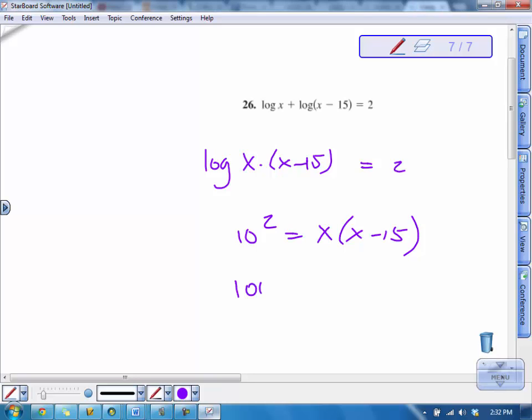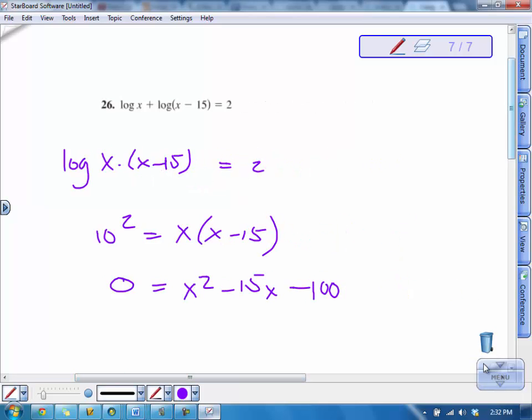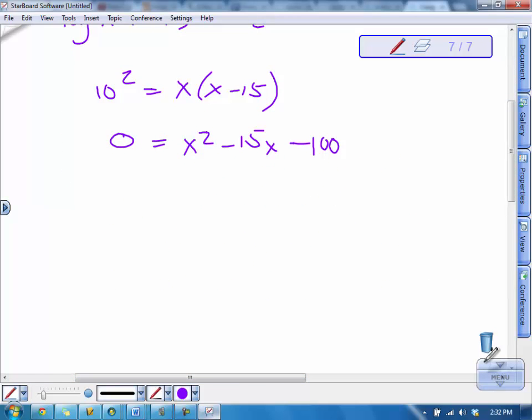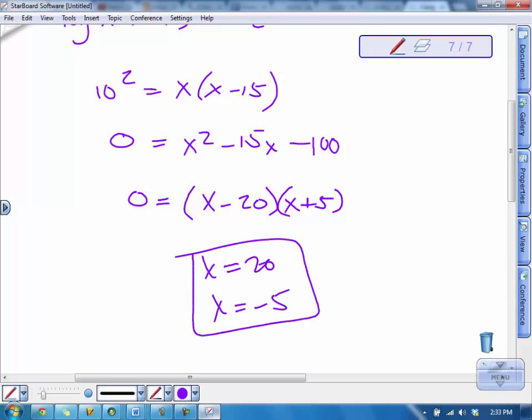And this is 100. And then I'll distribute the x to both of these terms. X squared minus 15x. And I'll subtract the 100 as well, so I can get this in standard form for a quadratic. And then I'll try to simplify. I don't know if this factors. Negative 20 and positive 5. It does factor. That makes it easy. That way I don't have to use the quadratic formula. X equals 20, x equals negative 5 are my two solutions.